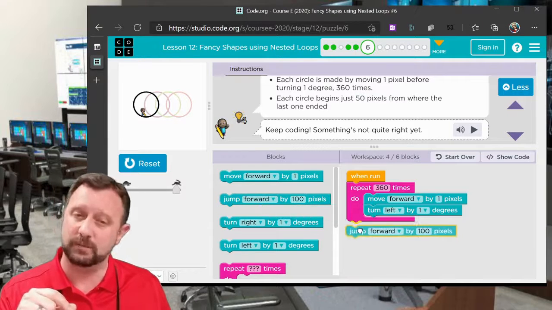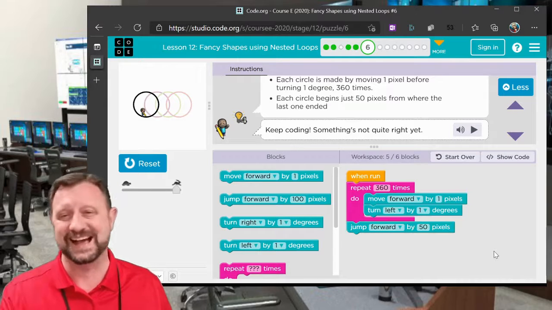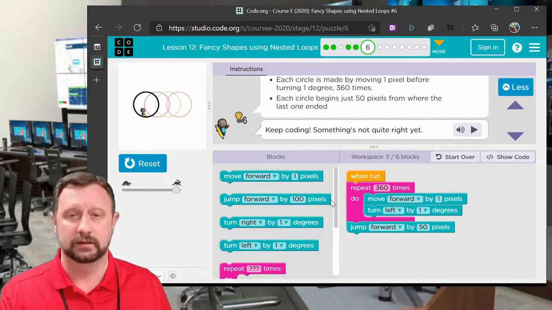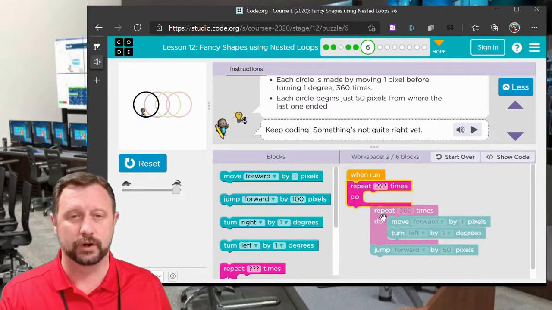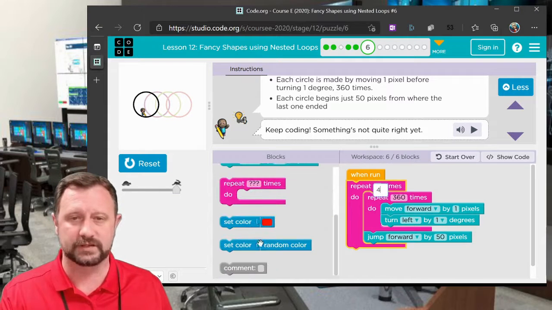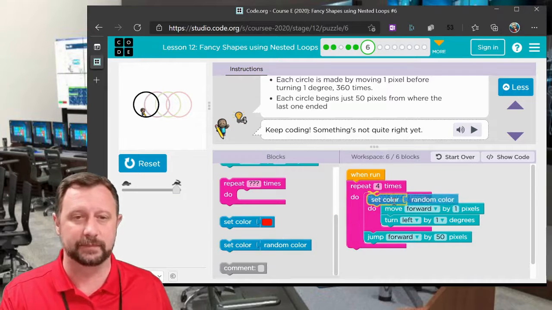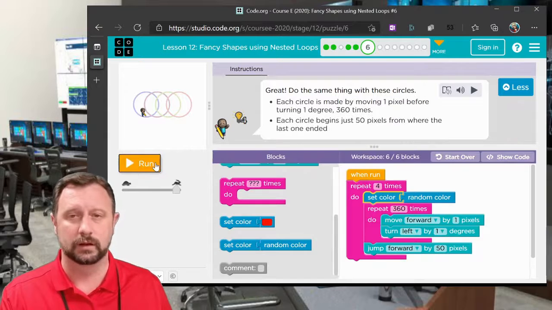So I'm going to use the jump block here. Remember, the jump block will jump me ahead, but not draw anything. And then, since I have 1, 2, 3, 4 circles, I'm going to do that 4 times, like so. And just to be cool, I'm going to set a random color each time. I don't know what those circles are going to be. 4 times, set a random color. Go forward by 1, turn left by 1, do it 360 times, and when you get to the end, jump 50 pixels forward.